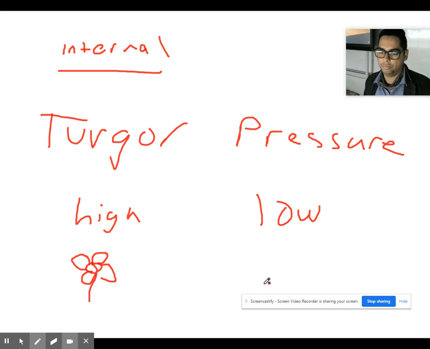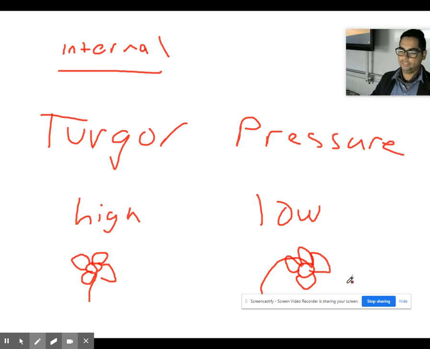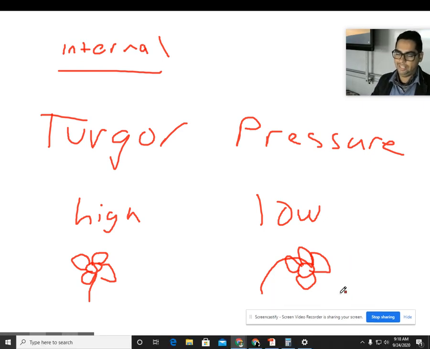And then we have low turgor pressure. That's going to be this guy right here. Flower, 1, 2, 3, 4. Let's say after your dad buys your mom some flowers, after a couple of days they start to look all wimpy. That's low turgor pressure. What's happening there is there's not enough water inside the cells for them to be solid, and so they're kind of falling all over each other, and that creates the low turgor pressure.